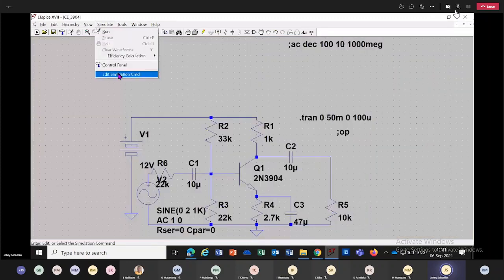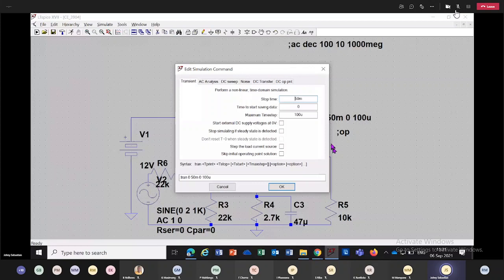If you want to see it very clearly, I'm going to set the time to start saving the data at 45 milli. That means the computer is going to work it out, but after 45 milli up to 50 milli, we are only going to get 5 milliseconds. That is 50 milli minus 45 milli is 5 milli. You will get only 5 sine waves, and it is going to look very clear.